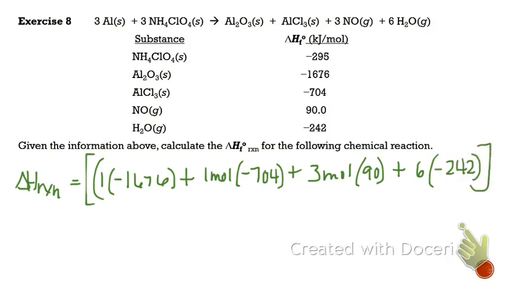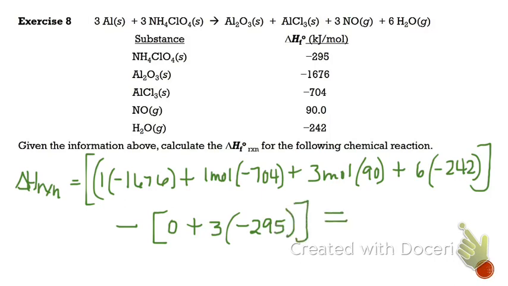So those are all my products, and then I'm going to subtract my reactants from them. Aluminum is 0, because it is an element in its standard state, plus 3 times negative 295 for the ammonium perchlorate. So I add up all the products and then I subtract from them the reactants, and I should get an answer of negative 2,677 kilojoules per mole of reaction.